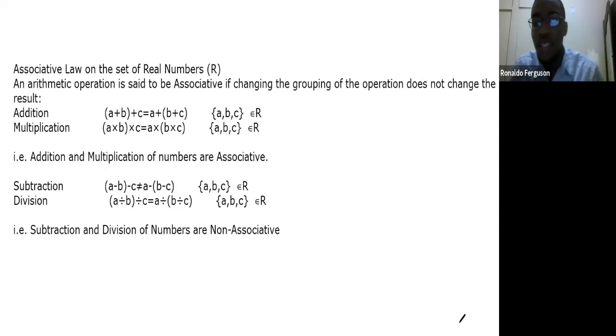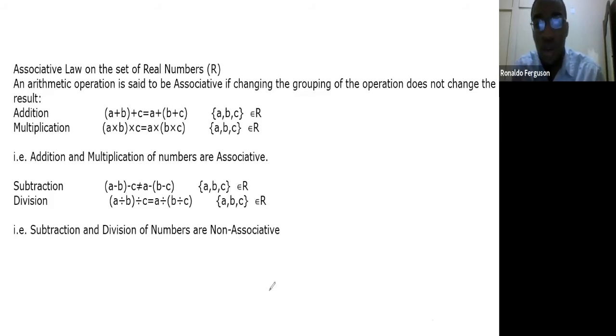So now the next thing is the associative law. So now that we're looking at the associative law, of course we start with addition. The associative law states that if we're adding three numbers, the order doesn't matter. If we're multiplying three numbers, the order doesn't matter. But the associative law is never true for subtraction and division. So let's look at why.